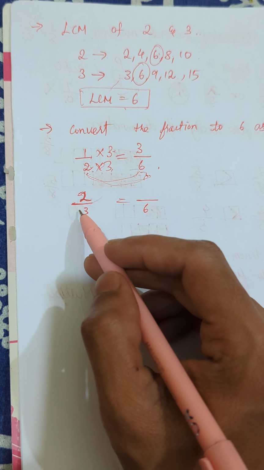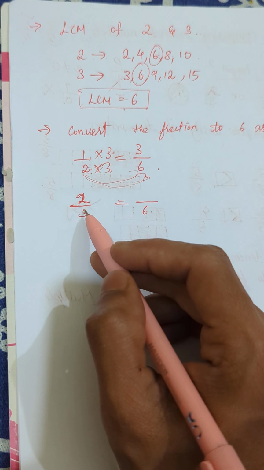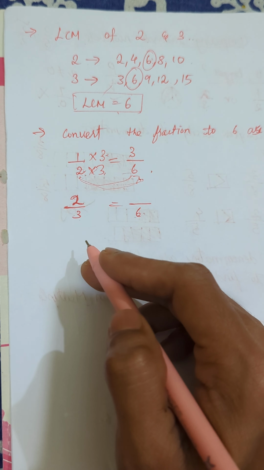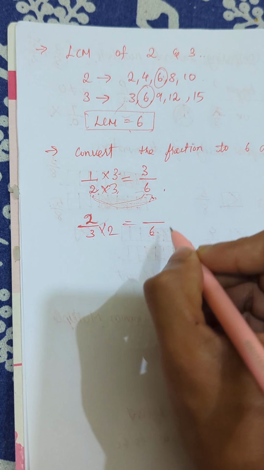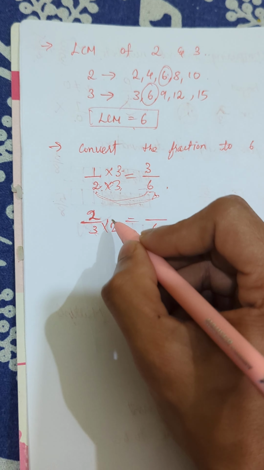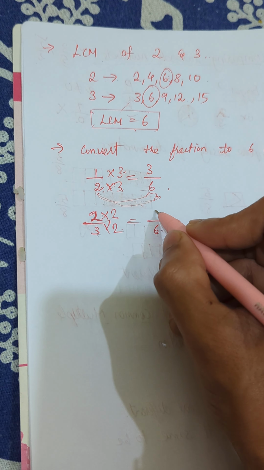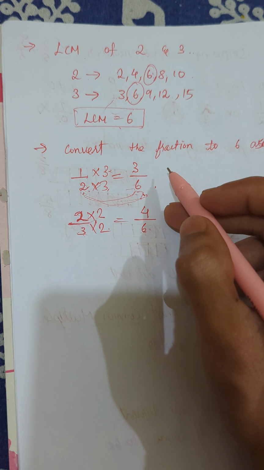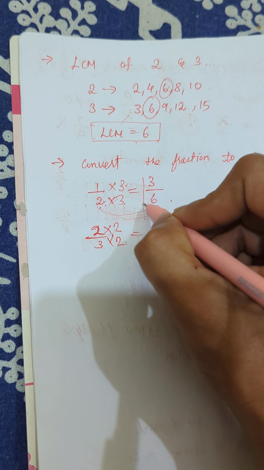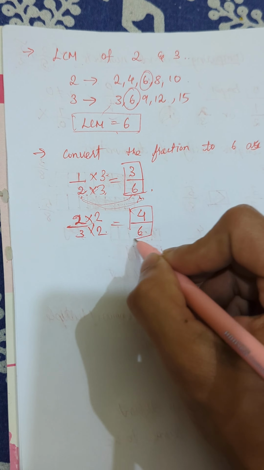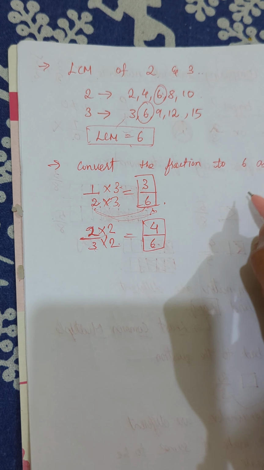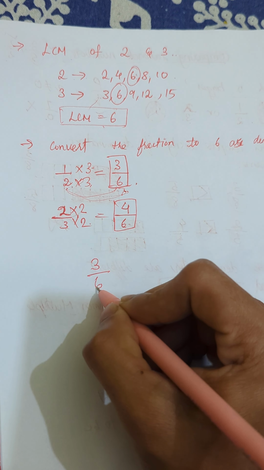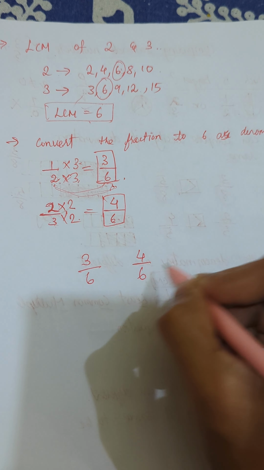And here you can see 2 by 3. I have to make the denominator 6. How will 3 become 6? 3 twos are 6. So when I am doing something in the denominator, I am also doing it in the numerator. So the numerator becomes 4 by 6. Now you can see two new fractions have come up. Which are the two new fractions? 3 by 6 and 4 by 6.